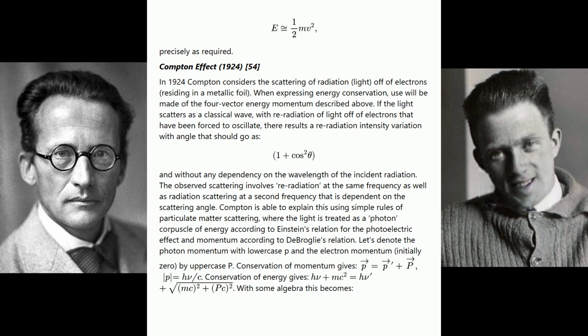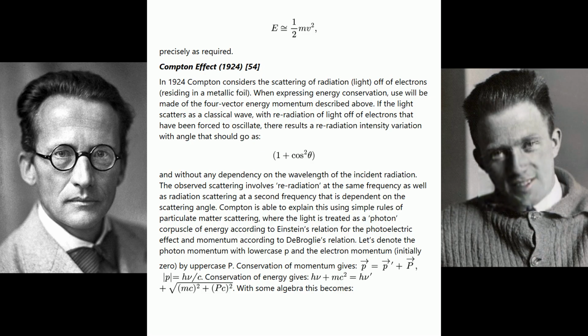The observed scattering involves re-radiation at the same frequency as well as radiation scattering at a second frequency that is dependent on the scattering angle. Compton is able to explain this using simple rules of particulate matter scattering, where the light is treated as a photon corpuscle of energy according to Einstein's relation for the photoelectric effect and momentum according to de Broglie's relation. Let's denote the photon momentum with lowercase p and the electron momentum, initially 0, by uppercase P.